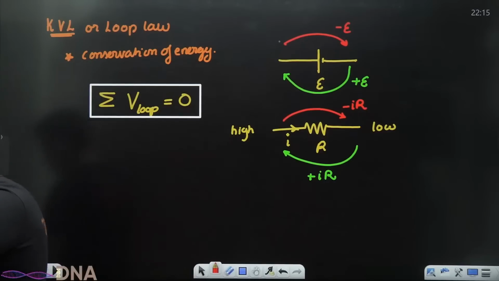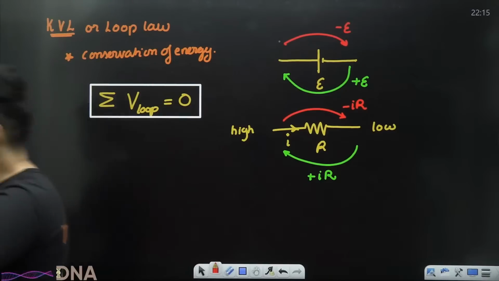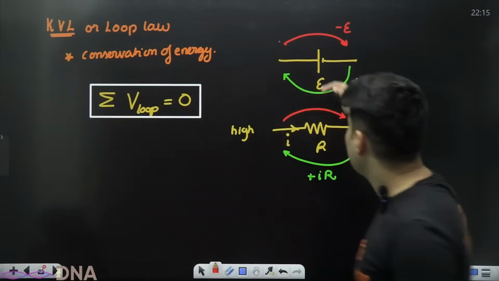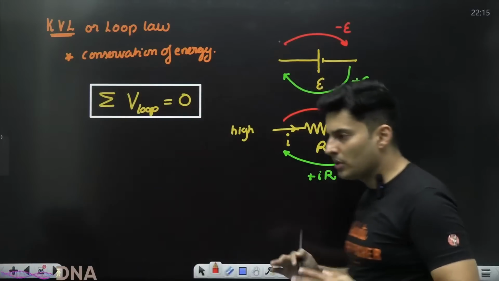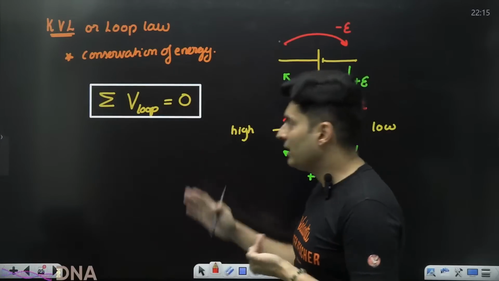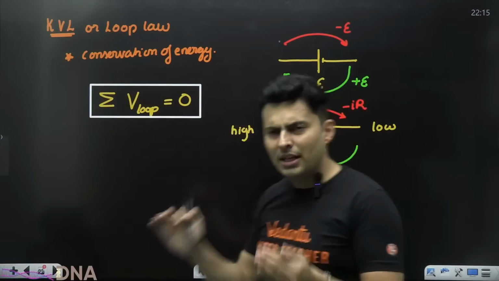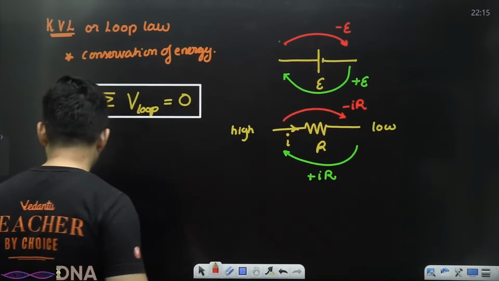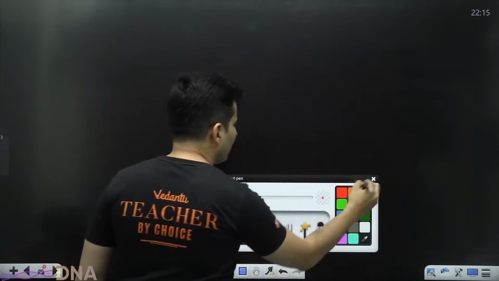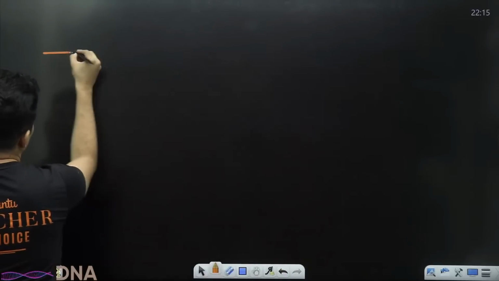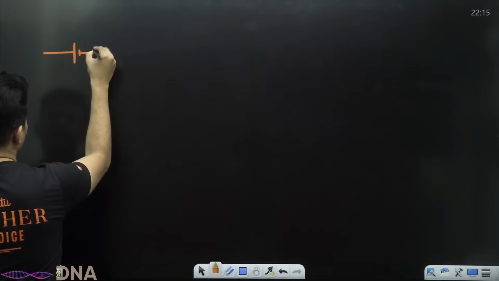I hope this is absolutely very clear. Everybody with me on this? Excellent. This is the sign convention which you should remember, and I will now explain through example how to use Kirchhoff's voltage law. Observe carefully. Let me take some random third class complex circuit.